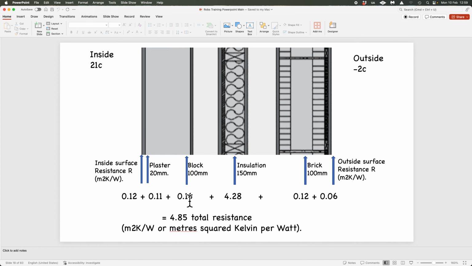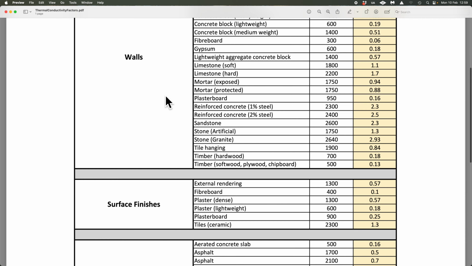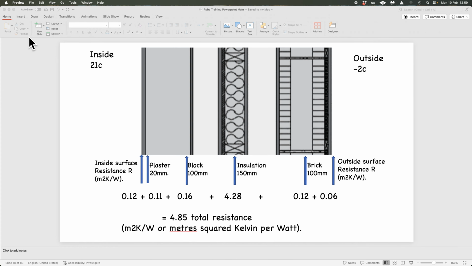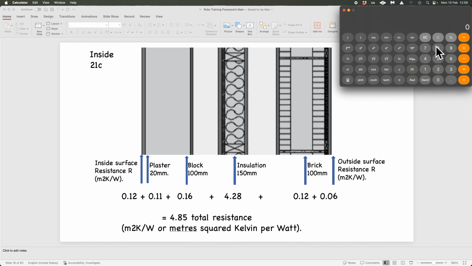We can look at a block. A block was 100 millimetres. Now let's see what that is. So we've got 100 millimetres. Let's see what the conductivity value is of it. Yeah, I think I used an autoclaved aerated concrete block, which is 0.18 as a conductivity value. So let's go back to this, and we've got a 100 millimetre block. So we would have 0.1, that's your 100 millimetres of block, divided by 0.18 equals 0.55. So we've used a different block there.